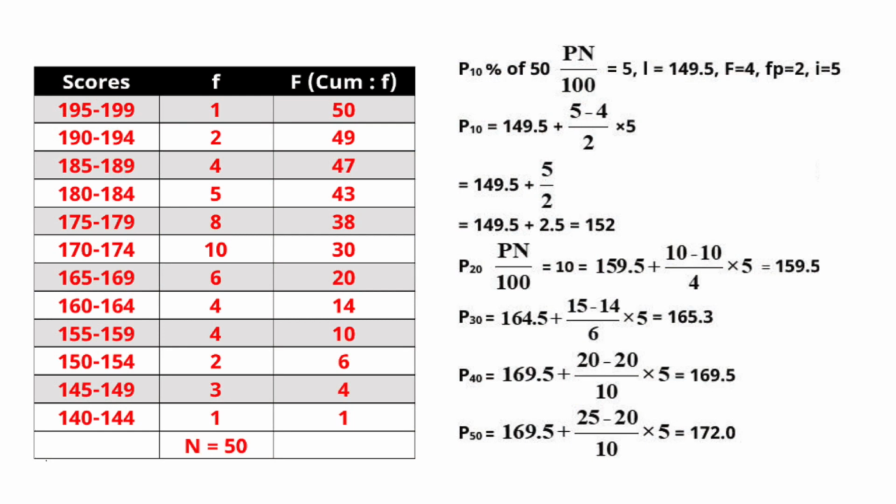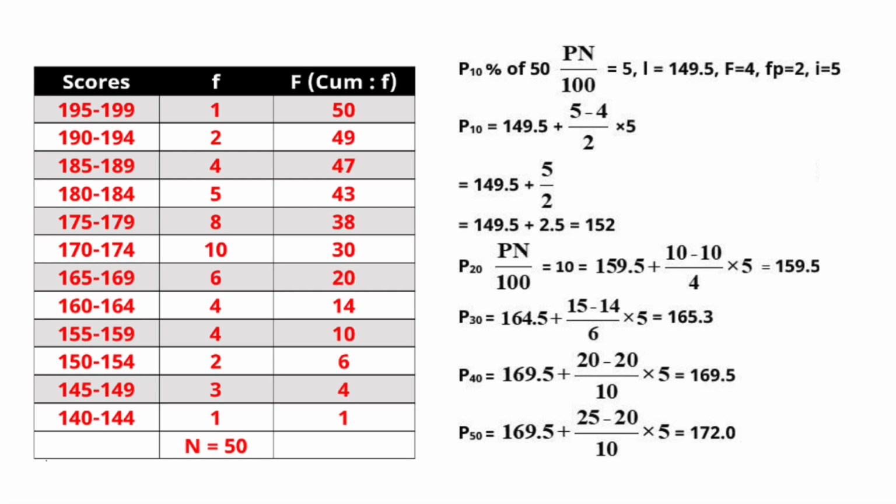You want to calculate P20. Now, with the same formula, the answer is coming 159.5. That means the person who is getting 159 has 80% above, 20% below. You want to calculate P30, it is 165.3, 70 above, 30 below. P40, 60 above, 40 below, 169. If the score is 172, that means 50 above, 50 below. In this way, we calculate the percentile norm, which tells us the position of the individual in the group.